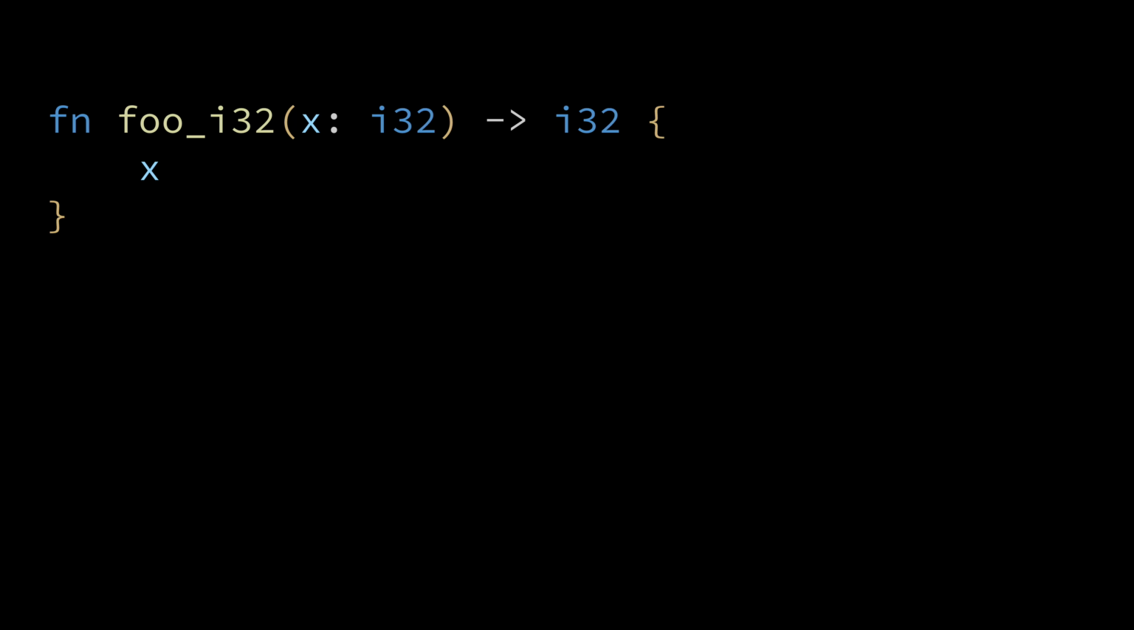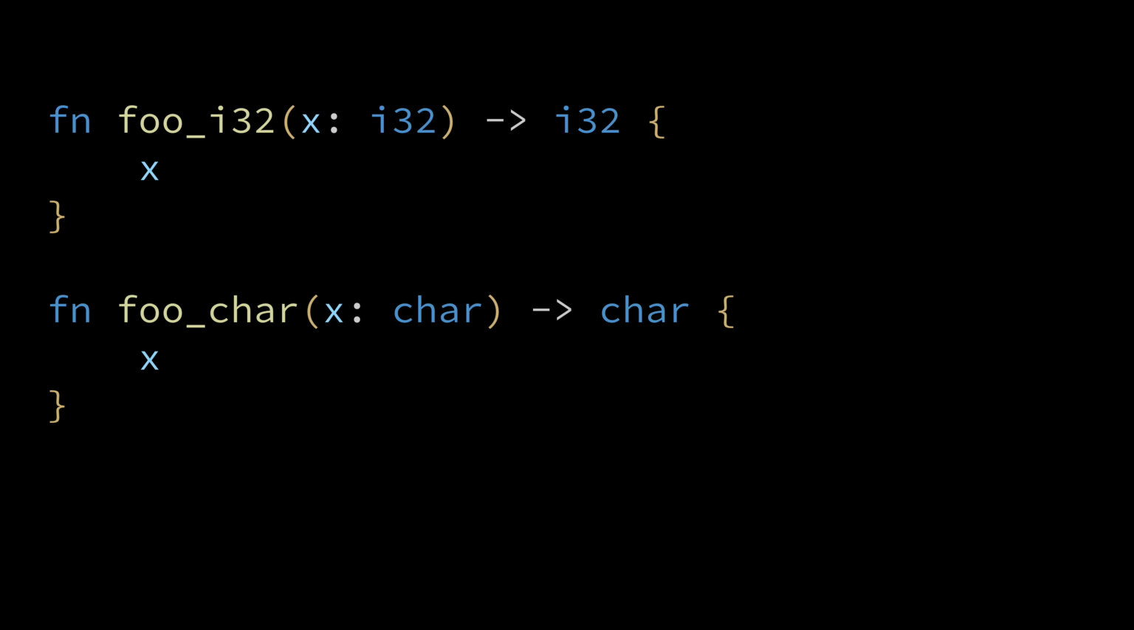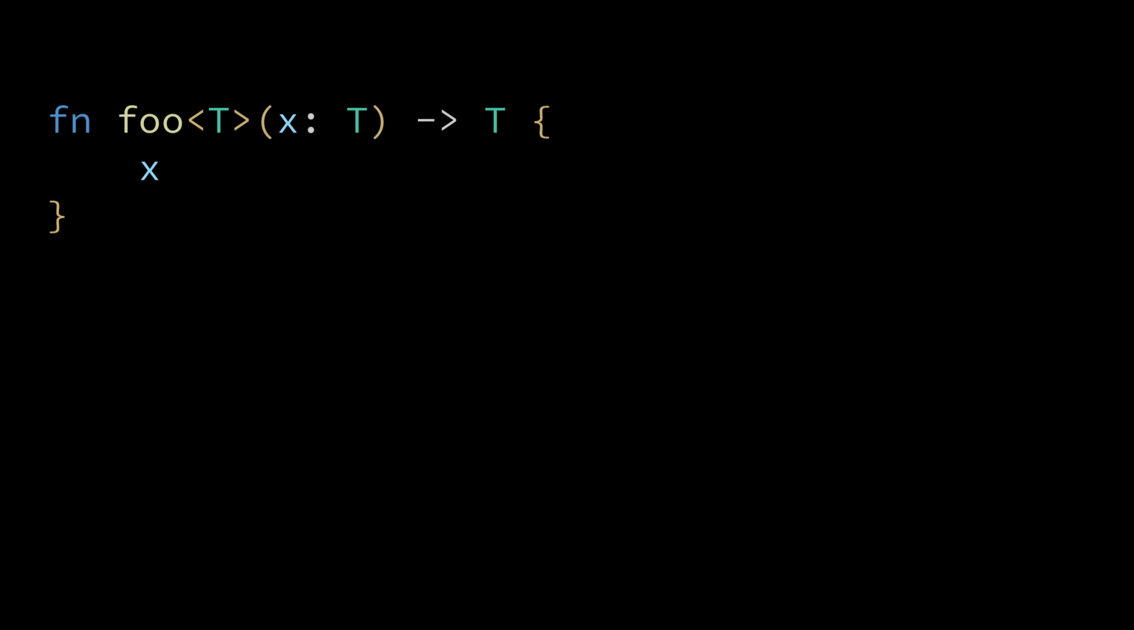Here's a function foo_i32 that takes an integer and just returns that same integer. Yes, this is useless, but bear with me. Here's another function, foo_char, that does the same thing but with a char. Now imagine we want to do this useless thing with any type. Instead of writing another function for each type, we can instead have a single generic function.